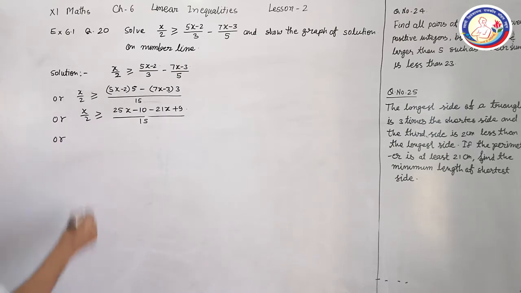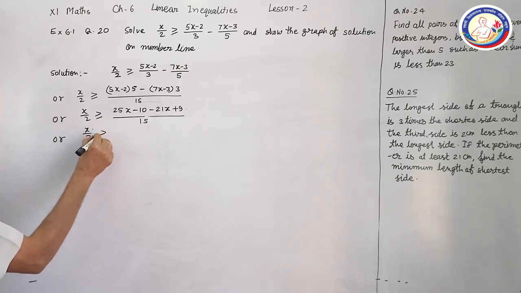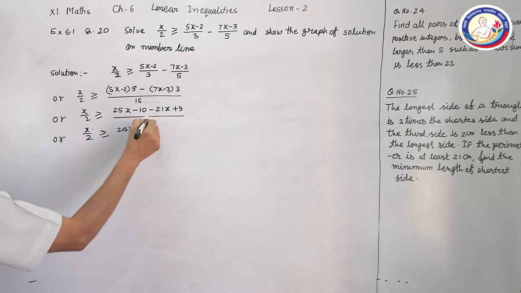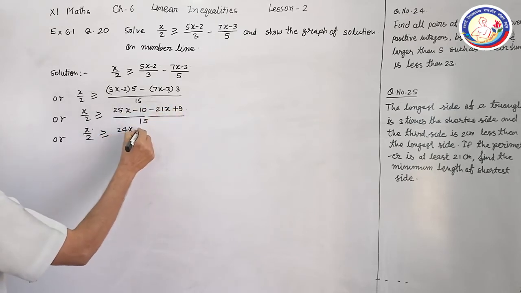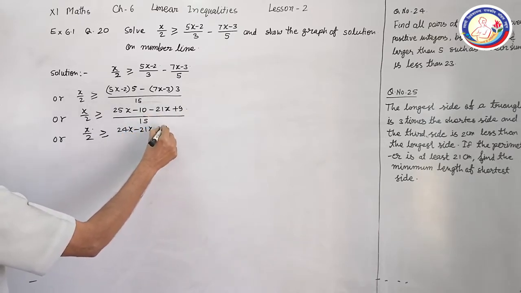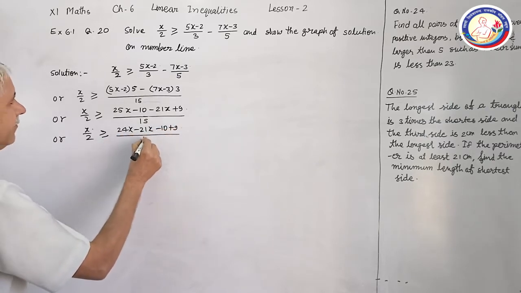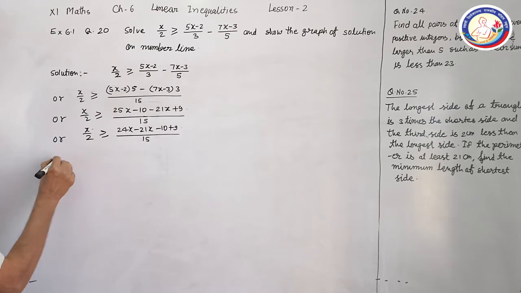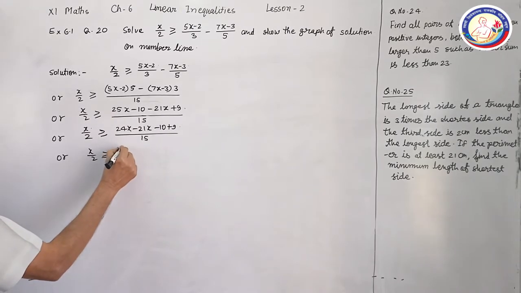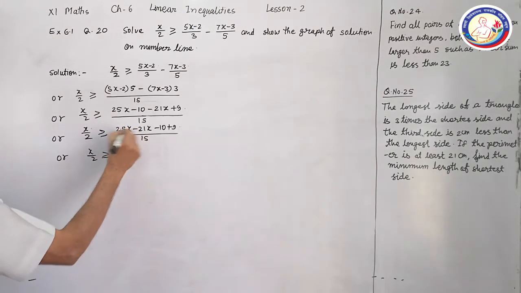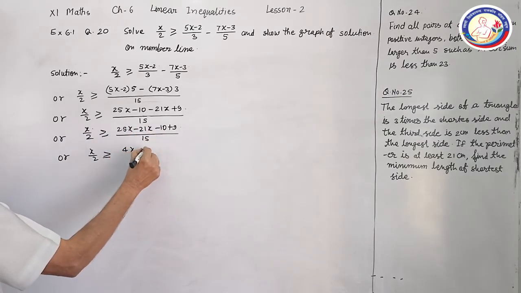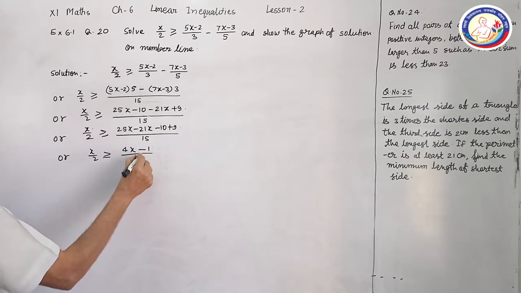Or x by 2 is greater than or equal to 25 minus 21, that is 4x, and minus 10 plus 9, that is minus 1. In the next step, x by 2 is greater than or equal to 25x minus 21x, that is 4x, minus 1 divided by 15.